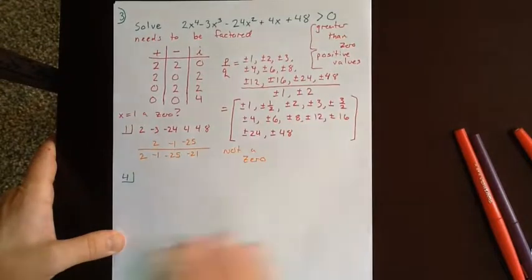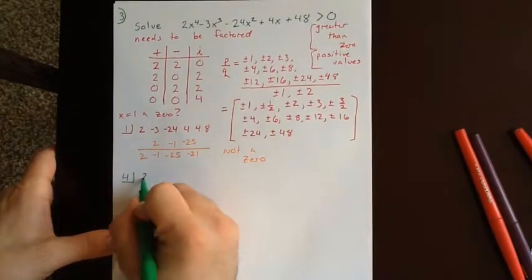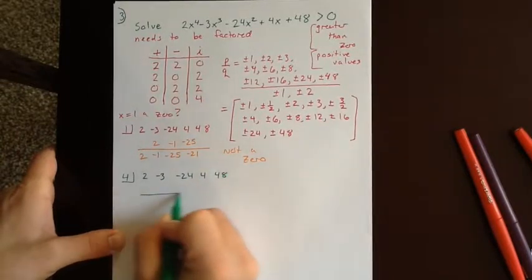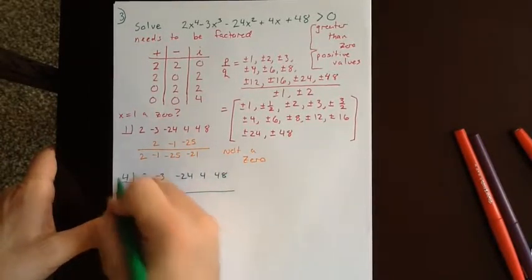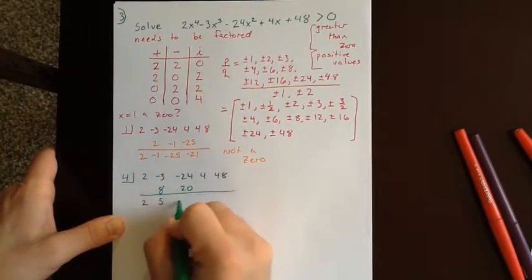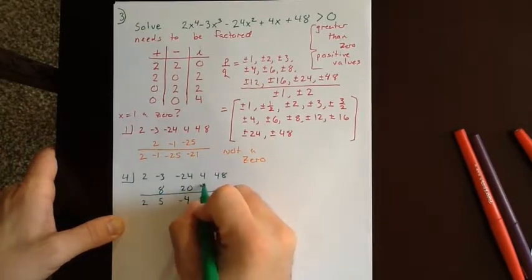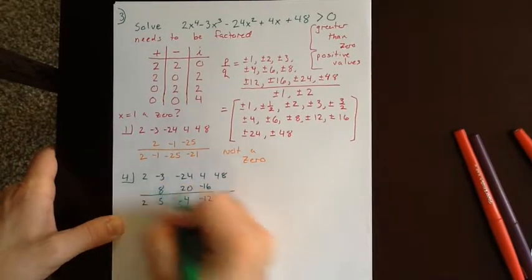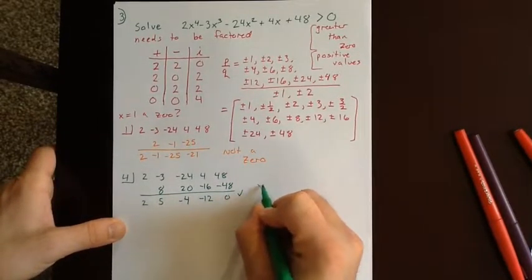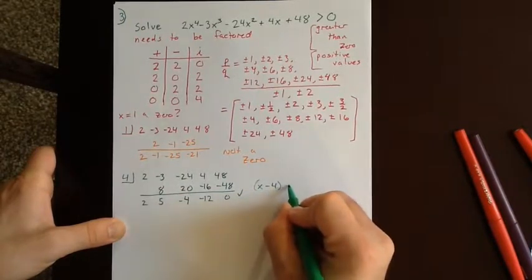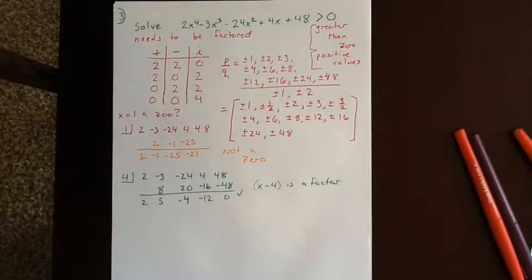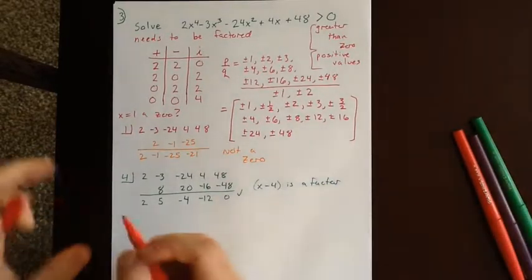Out of all my lists, I just decided to choose 4. Let's say 2, negative 3, negative 24, 4, and 48. So you drop the 2, positive 5, 20, negative 4, negative 16, negative 12. Oh, interesting, we get negative 48. How about that? So this is a 0. So x minus 4 is a factor. So this is going to be one of our factors. Next one. So we keep going.